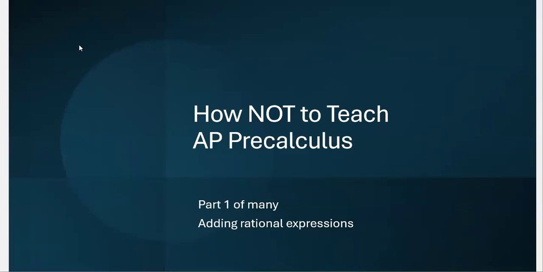I'm beginning a new series on how not to teach AP pre-calculus. This is coming up because I'm tutoring some AP pre-calculus students and I'm appalled by how the teachers are teaching this course. It's typical algebra and pre-calculus topics, but for some reason in this AP pre-calculus class, they're teaching it so badly and incorrectly, per se. We'll get to that in part two. I already have that planned.